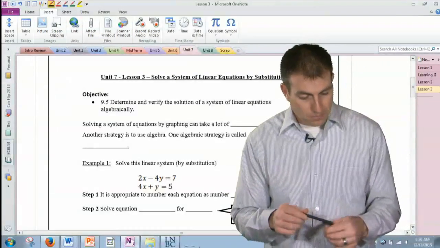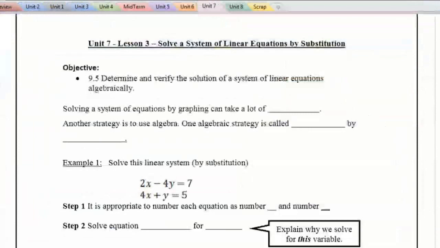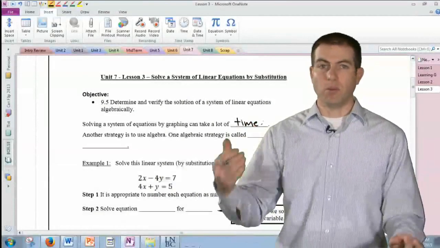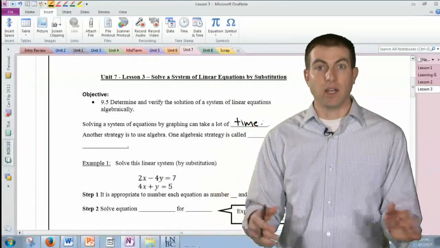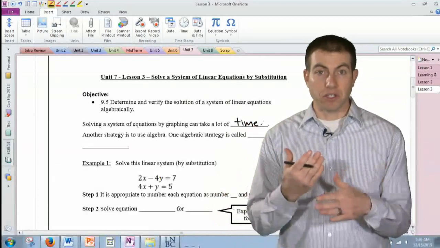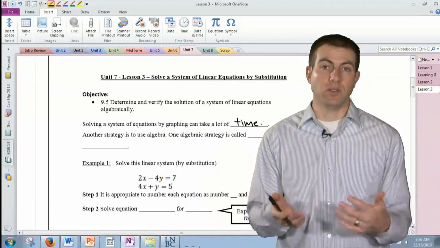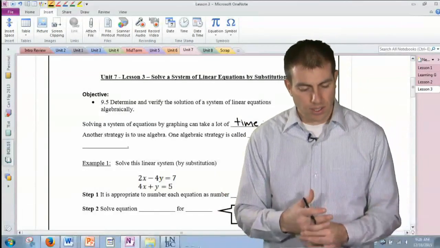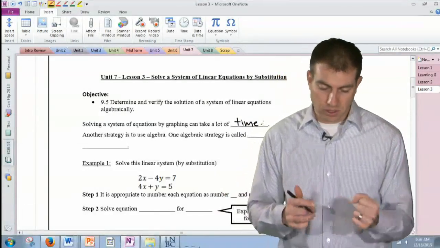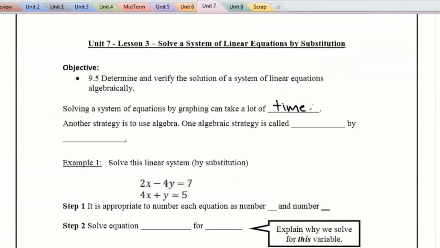So here we go. Solving a system of equations by graphing can take a lot of time. So graphing, first you're going to have to convert to slope-intercept form. Once you've done that, you're going to have to draw a graph, plot them. Hopefully your graph is good and everything lines up properly. Then you might get a solution. Once you do that, you have to check. That can be a lot of work. So another strategy we can use is called solving by substitution.